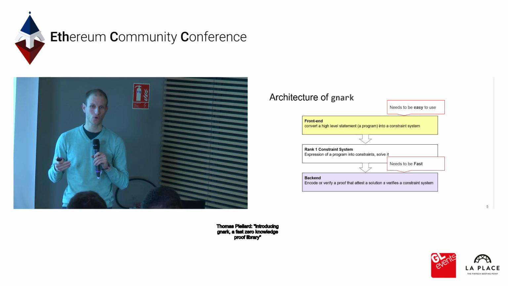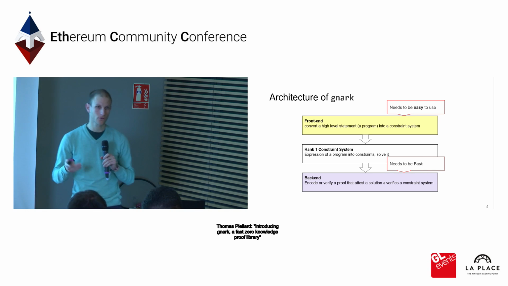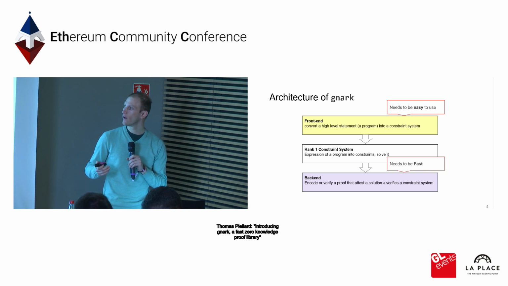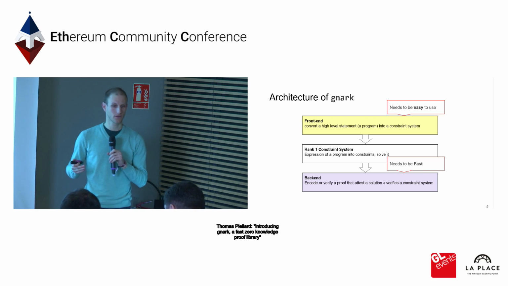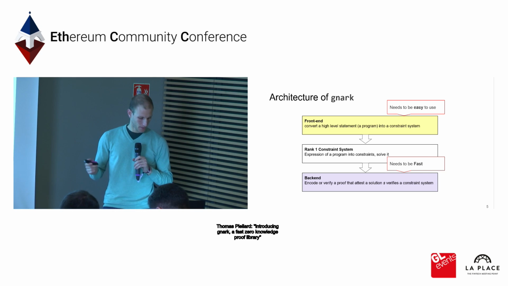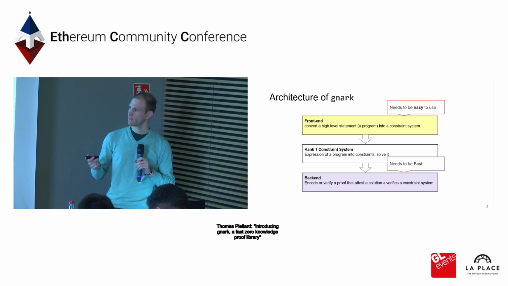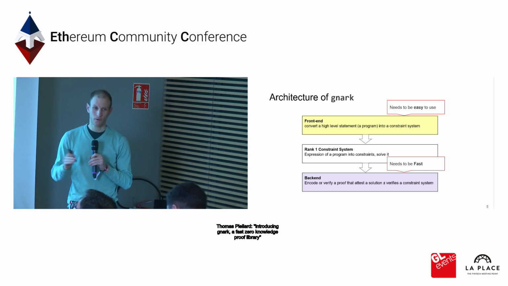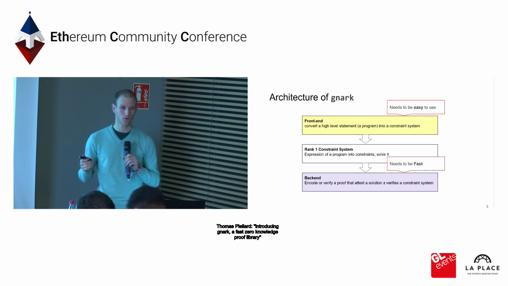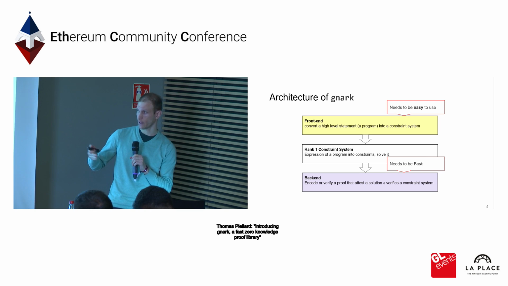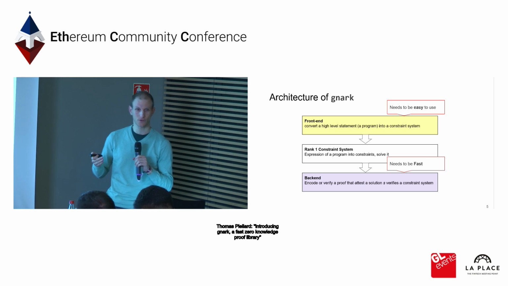The idea of the front end is to convert a high-level statement. For instance, if you want to write a hash function, for instance, the MiMC function or Poseidon, you write it using our API, and gnark takes care of converting it into a rank 1 constraint system. Then, of course, you have the rank 1 constraint system itself. One of the features of gnark is that it solves the rank 1 constraint system automatically. A rank 1 constraint is just a set of constraints involving the variables in your circuit. The name rank 1 just means that it's a very specific kind of constraint.